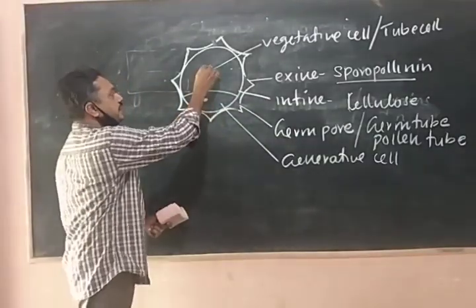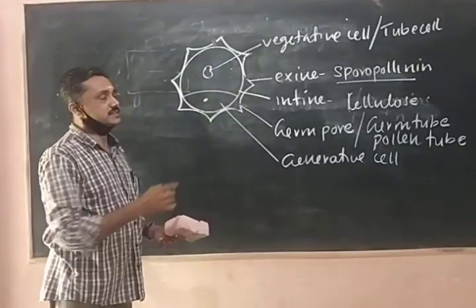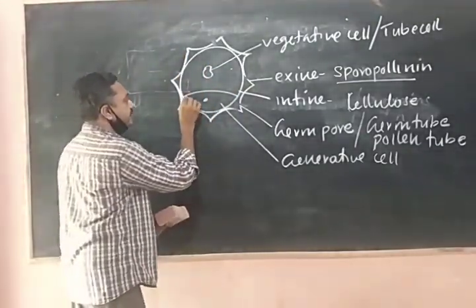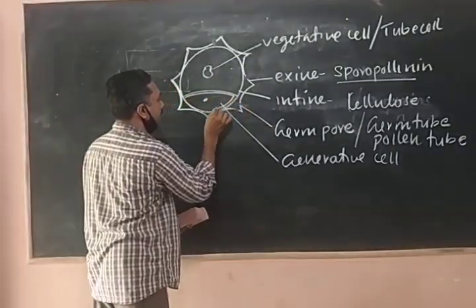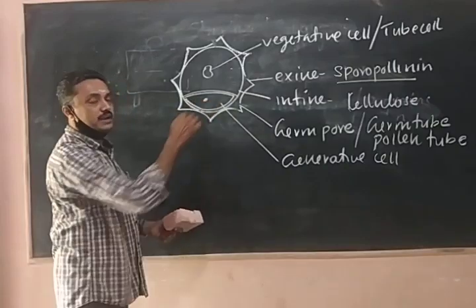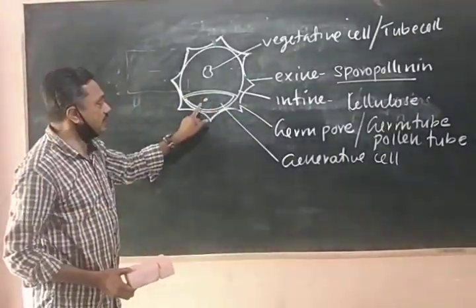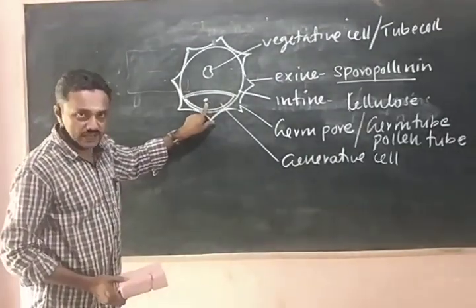This vegetative cell is usually irregular in shape. It is somewhat larger and irregular shaped, whereas the generative cell is smaller and spindle shaped. The shape can be called spindle shaped because both ends are pointed. The generative cell is smaller and spindle shaped, with a clear nucleus.